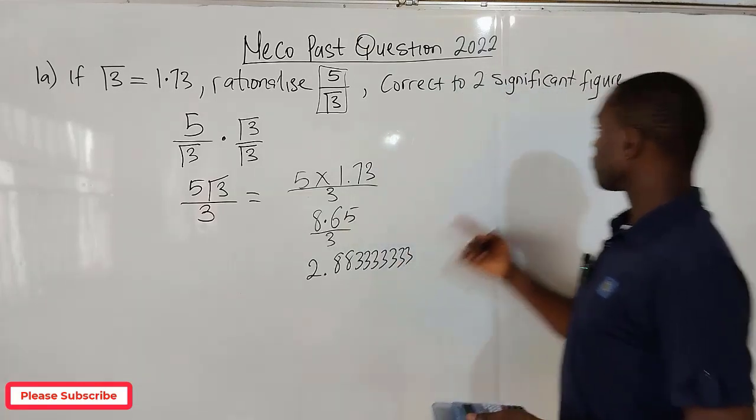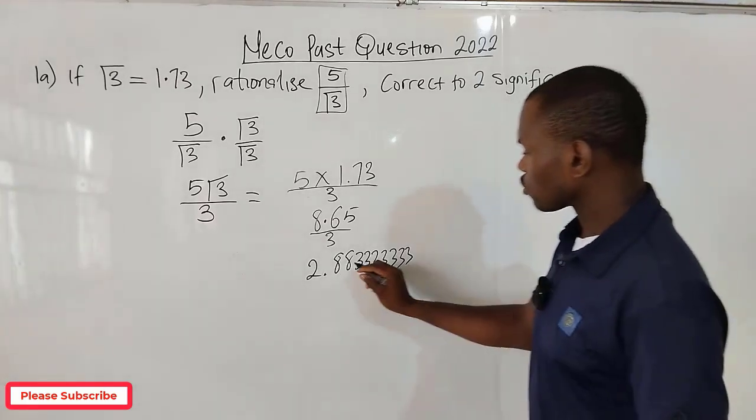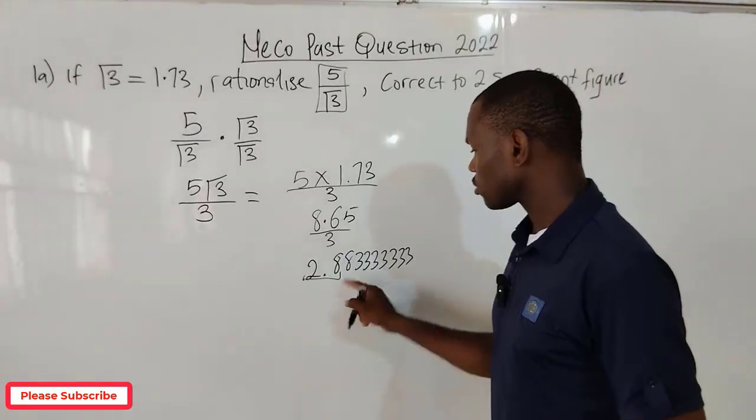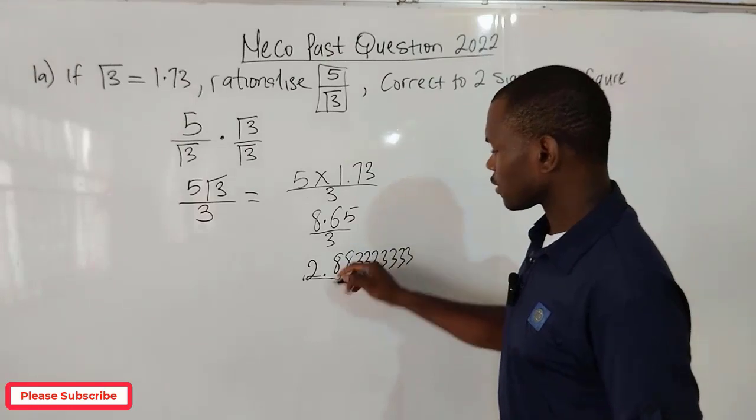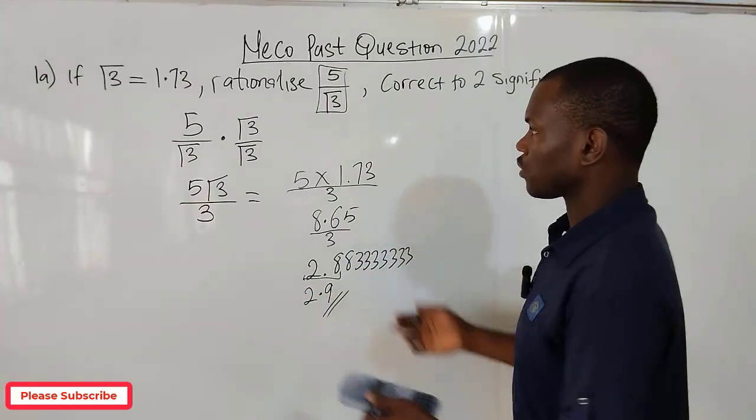2.883333333. And then remember, we are asked to leave it in two significant figures. So we are going to take the first two, but 8 is up to 5, so it will enter into 8. I'll now have 2.9. This becomes the answer.